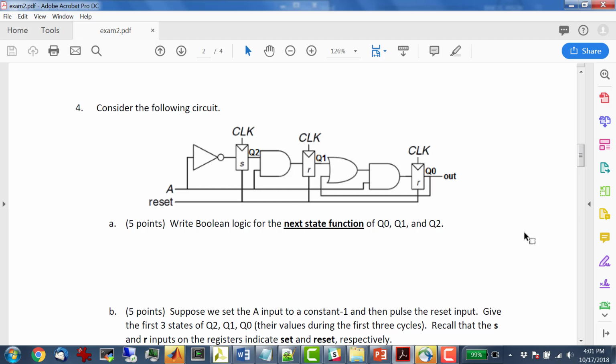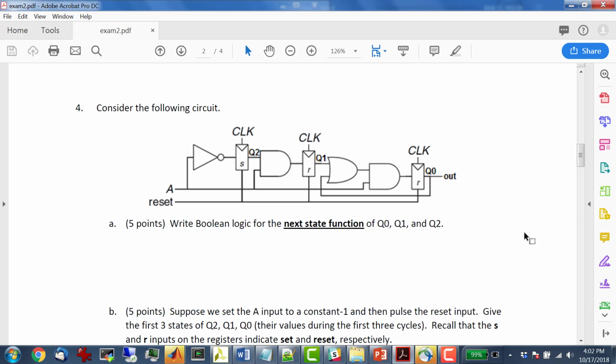Right? The next Q1 is going to be Q2 and with A, right? And Q0 prime is a little bit more complicated. This one is going to be Q1 or Q0. Q1 or Q0, and then that ANDed with A, right. Okay, any questions?